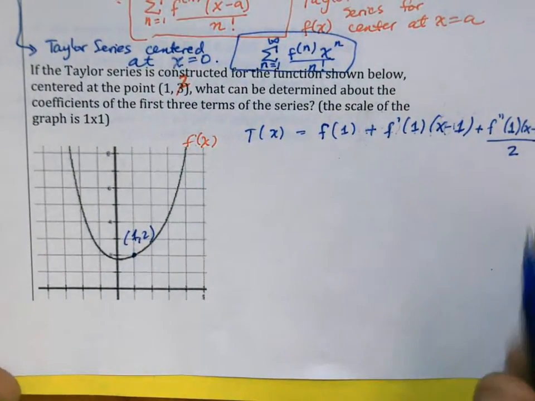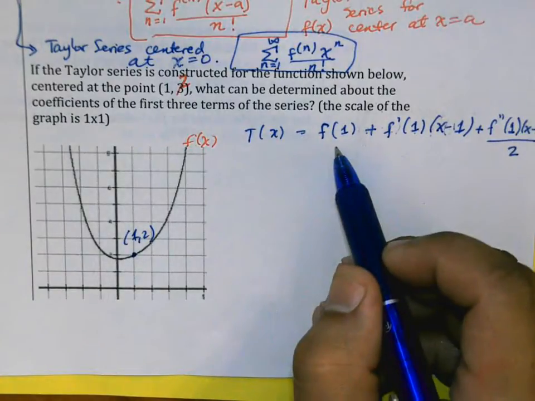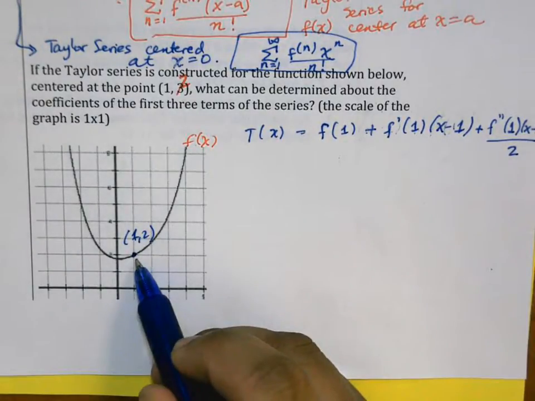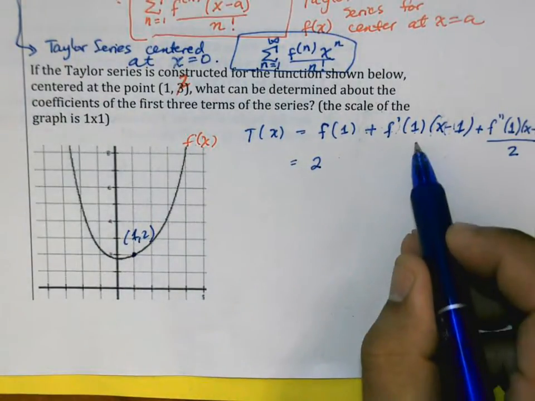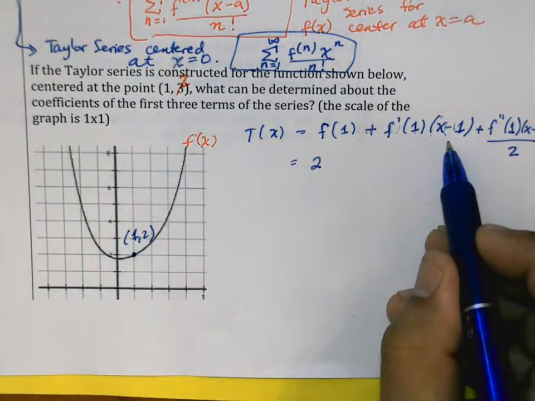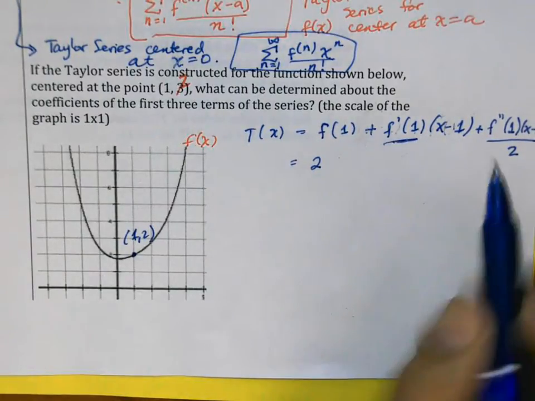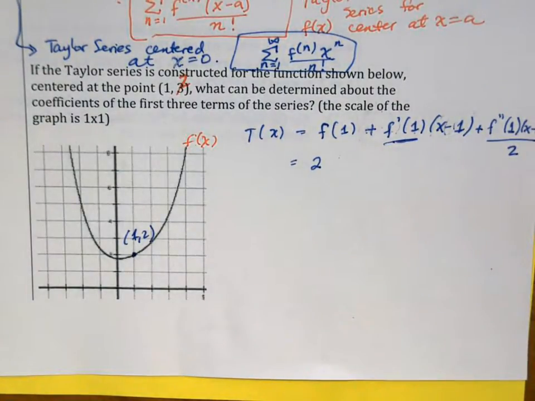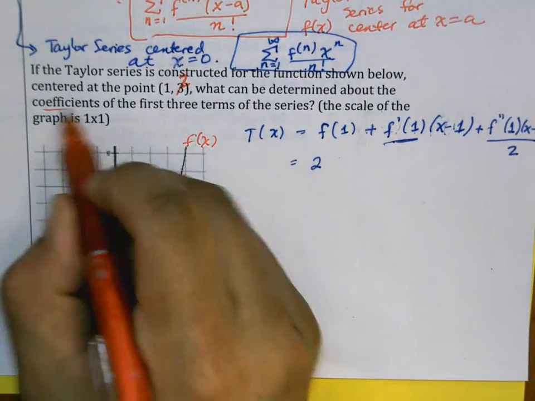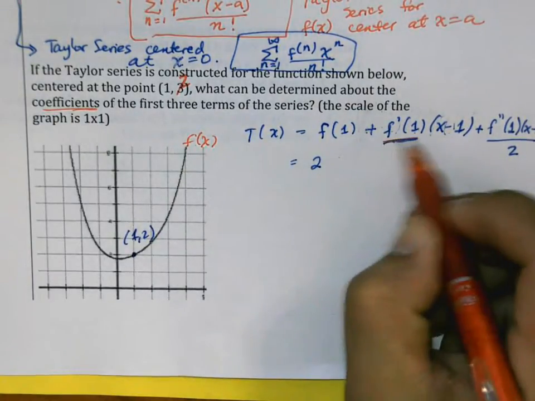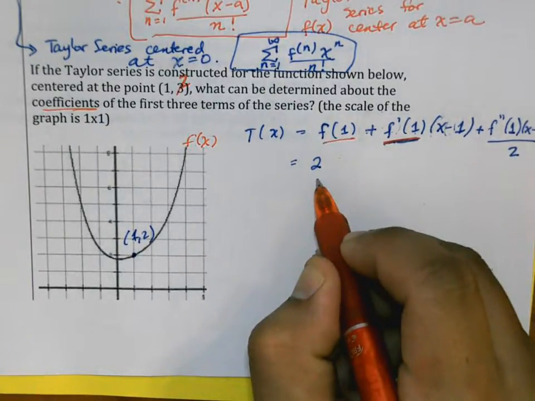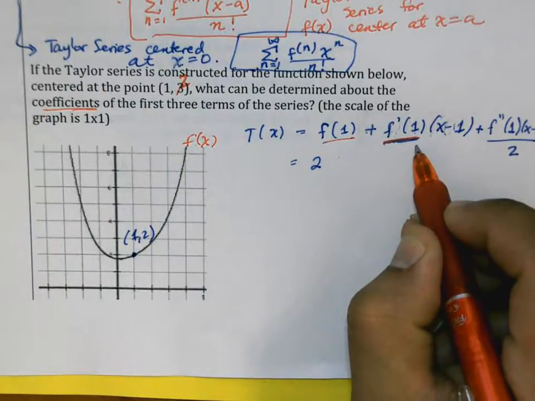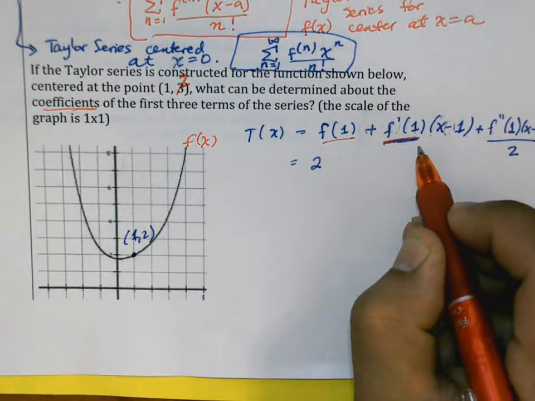And let's see, what do we know about these terms? Well, f of 1 is already given in the problem, so this is simply 2. f prime of 1 times x minus 1. This is the coefficient right here. So this problem here is only asking us about the coefficients, not really about the entire series, but just about the coefficients. So the first coefficient here is 2. The second coefficient is f prime of 1.